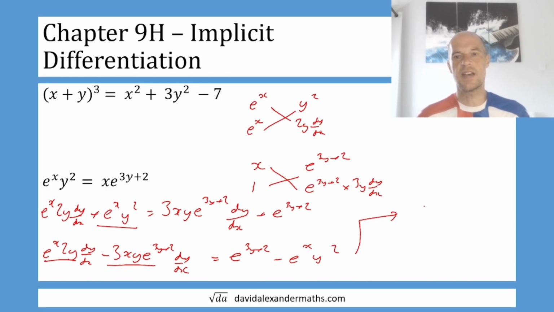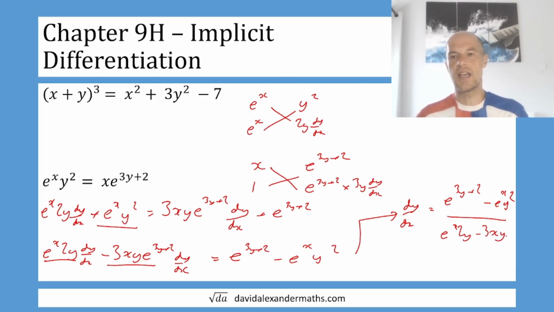by all this stuff here, then my dy by dx will be quite horrible, e to the power of 3y plus 2 minus e to the x y squared all over e to the power of x 2y minus 3xy times by e to the 3y plus 2. Ran out a bit of space there. I would have loved to have done another line of working just to perhaps show you a bit more clearly the factorisation part, but we have done a few examples of that, so hopefully you know what I mean.